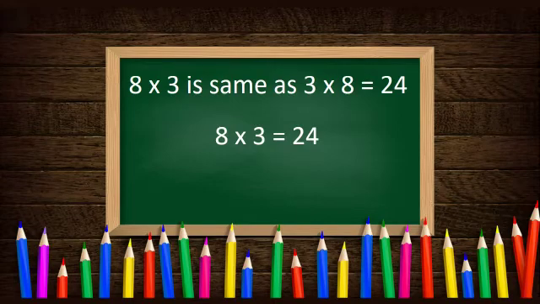If we multiply 8 by 3, we get the answer 24. And if we multiply 3 by 8, then also we get the answer 24. 8 threes are 24 and 3 eights are also 24. So here we can see that the change in order of factors does not change the product. This is called commutative property of multiplication.